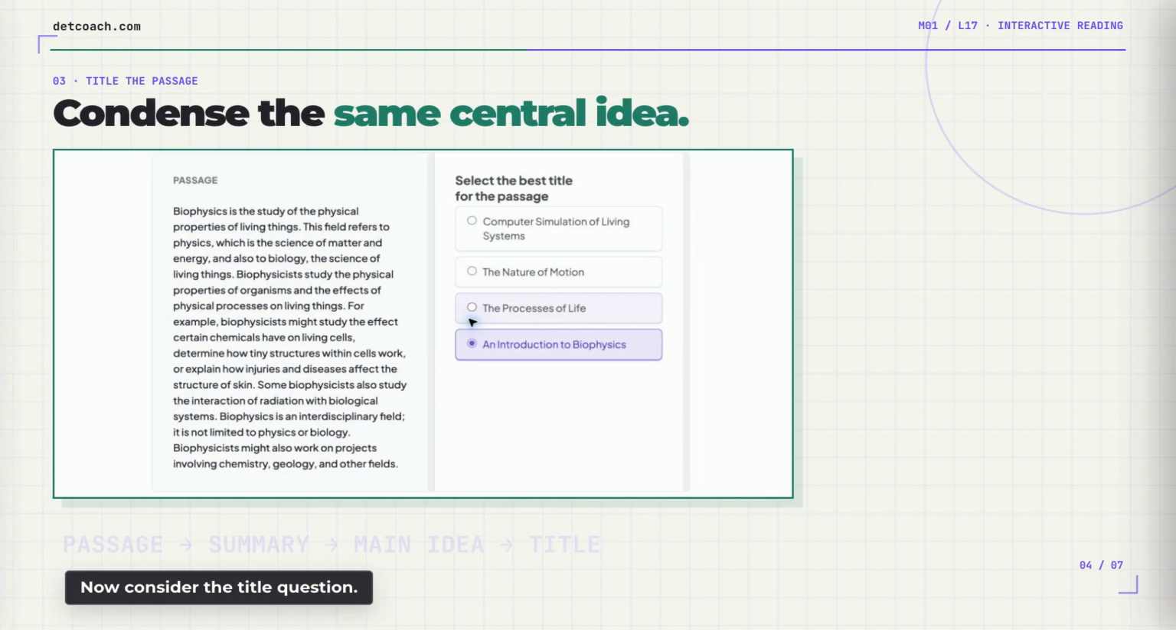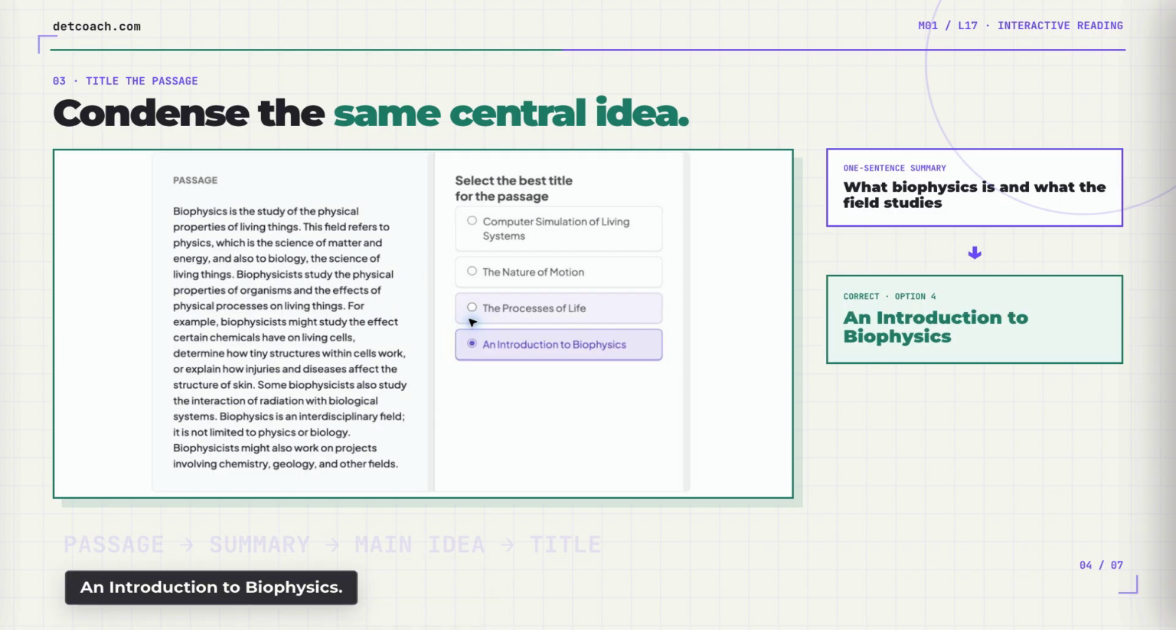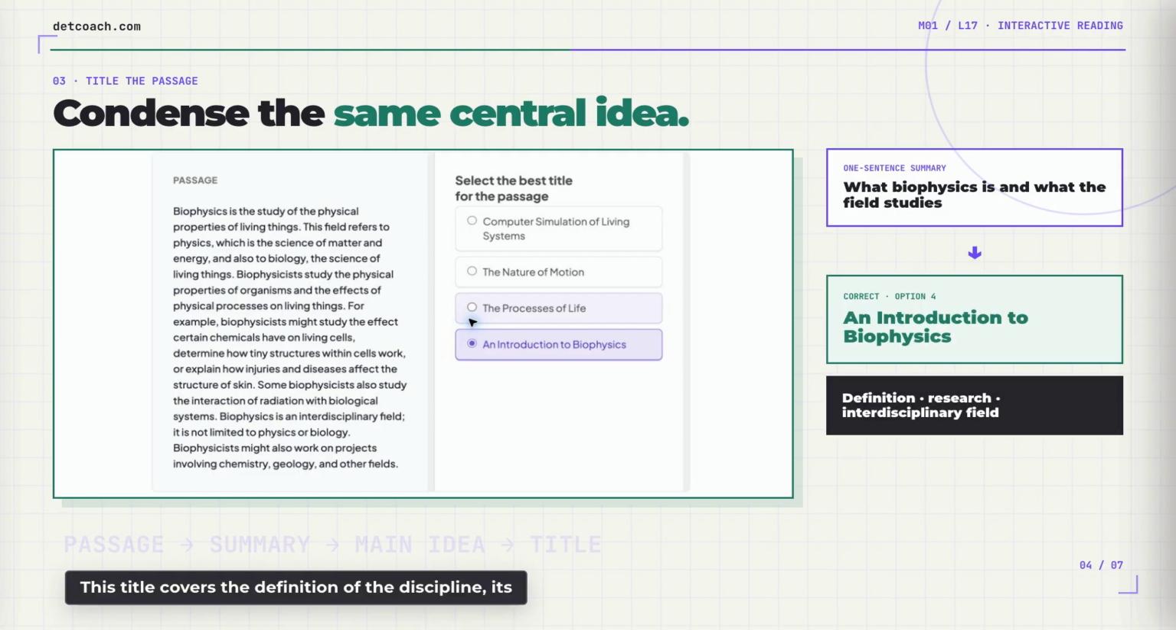Now consider the title question. Our summary was that the passage explains what biophysics is and what the field studies. The best title is therefore the fourth option: "An Introduction to Biophysics." This title covers the definition of the discipline, its areas of research, and its interdisciplinary nature. The other three titles also move away from the passage's central idea.